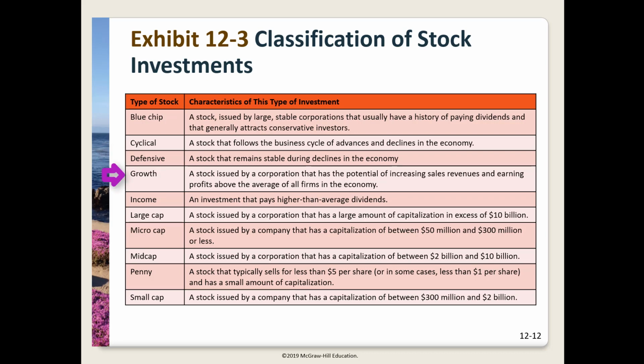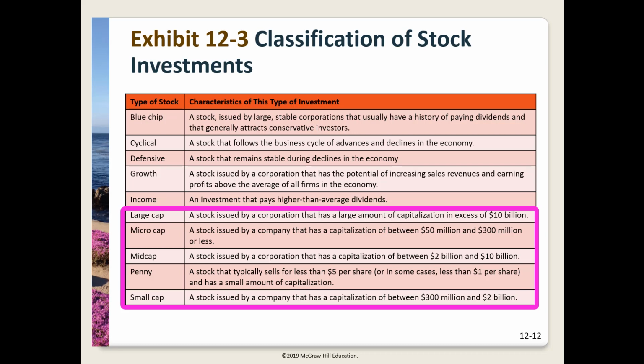Growth stocks are those obviously expected to grow in the future. Income stocks are those expected to pay high dividends. The final 5 categories relate to firm size in terms of market capitalization, meaning share price times the number of shares outstanding. Large cap, over 10 billion. Micro cap, 50 million to 300 million. Mid cap, 2 billion to 10 billion. Penny, stocks selling for less than $5 a share. And small cap, with a market cap between 300 million and 2 billion.